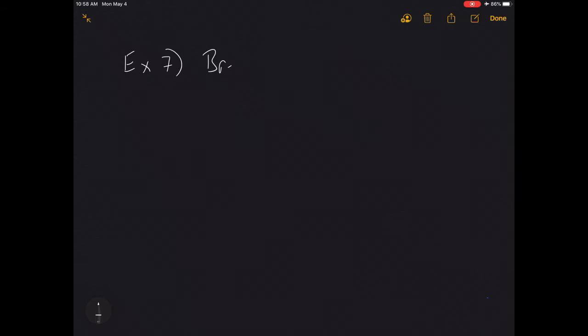Okay, we're going to do one example of an application. So we'll call this one example 7. And this is what is called a break-even point. Okay, and this has to do with cost and revenue and profit.